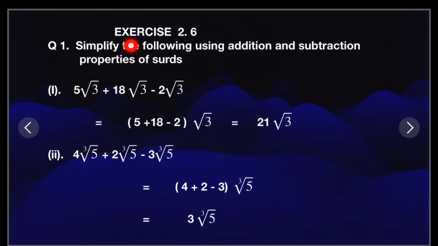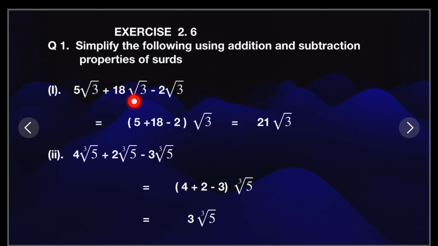Exercise 2.6. Question 1. Simplify the following using addition and subtraction properties of surds. Now here we are going to add some surds, subtract them. These are all problem sums on this. So here the important thing to note is you can add or subtract the same surds with the same order as well as the radicand. See, square root 3, square root 3, square root 3. It's the same surd. Then only you can add or subtract them. If there is any difference either in the order or in the radicand, you cannot do that. So the surd should be same. Then only you can add or subtract.